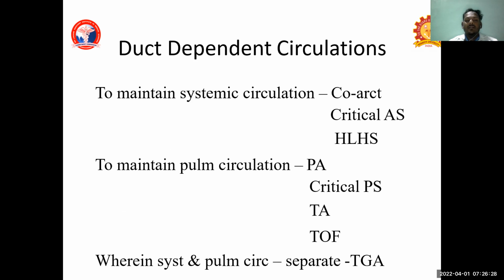What are the duct dependent circulations? To maintain systemic circulation: coarctation of aorta, critical AS, hypoplastic left heart syndrome. To maintain pulmonary circulation: pulmonary atresia, pulmonary stenosis, tricuspid atresia, and TOF. Where systemic and pulmonary circulation are separate: TGA, transposition of great arteries.